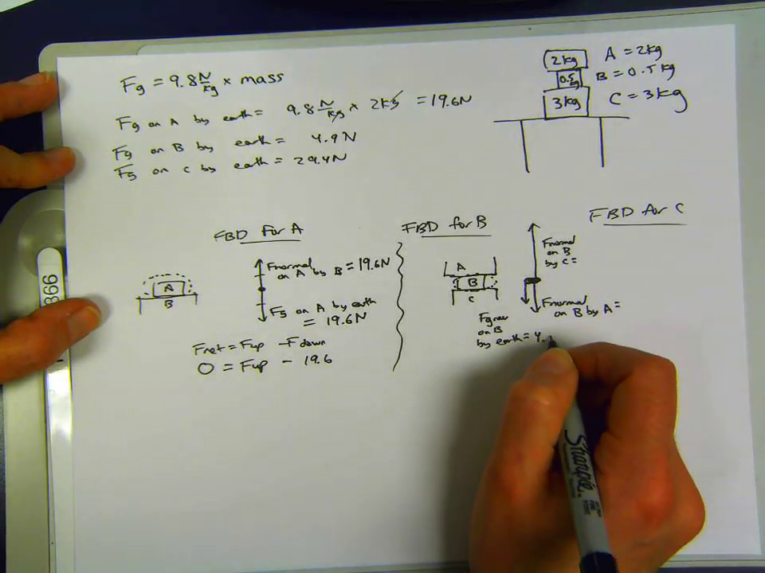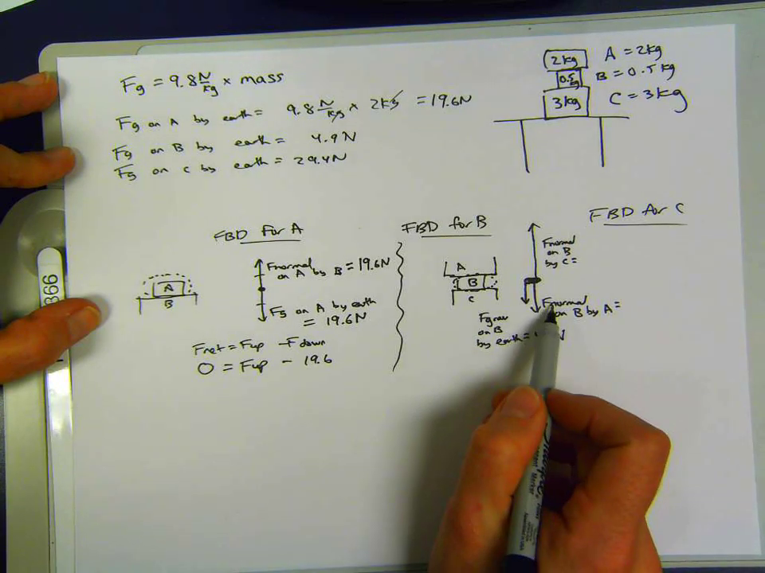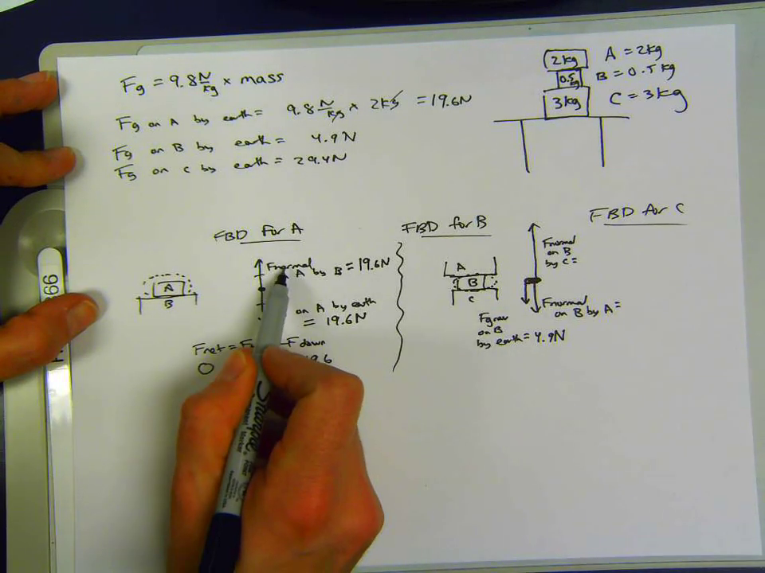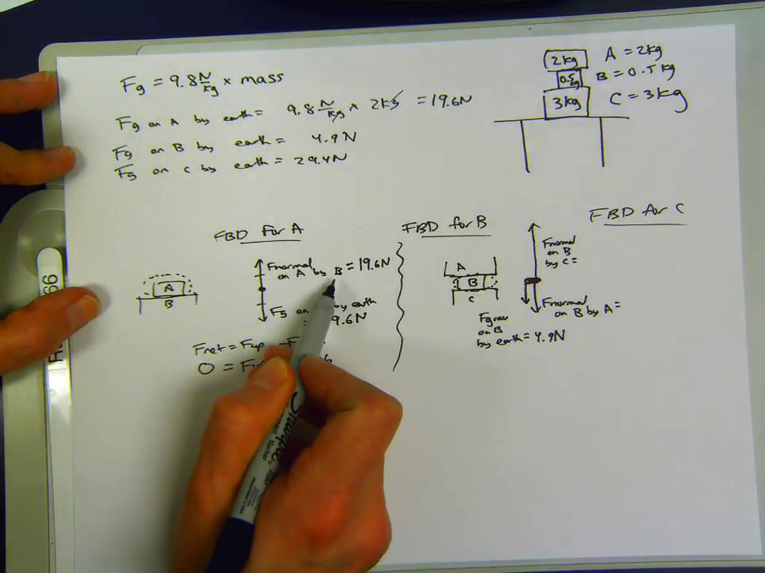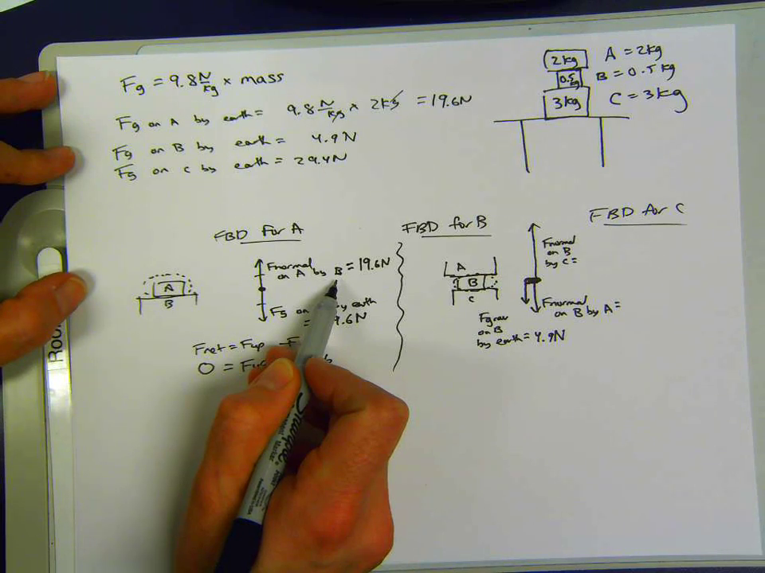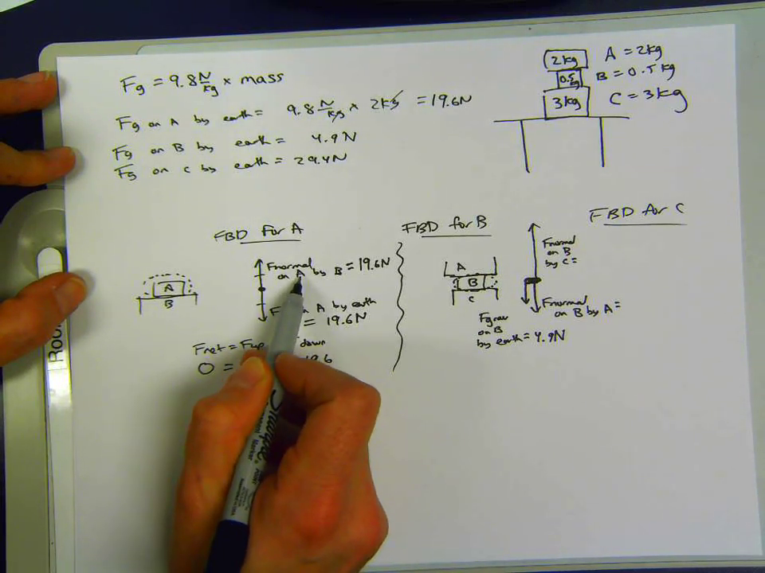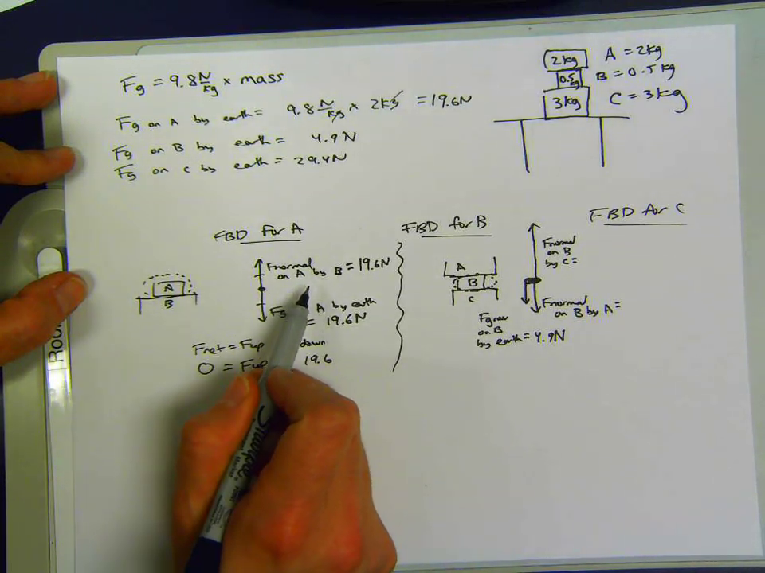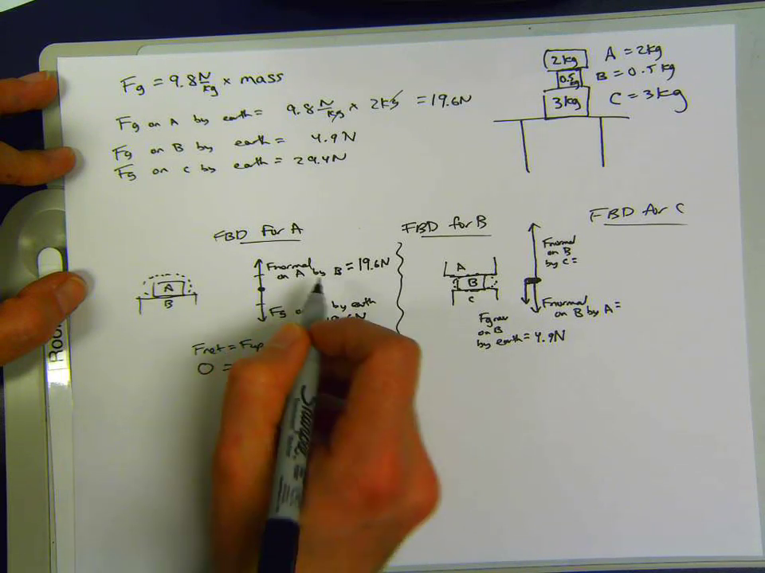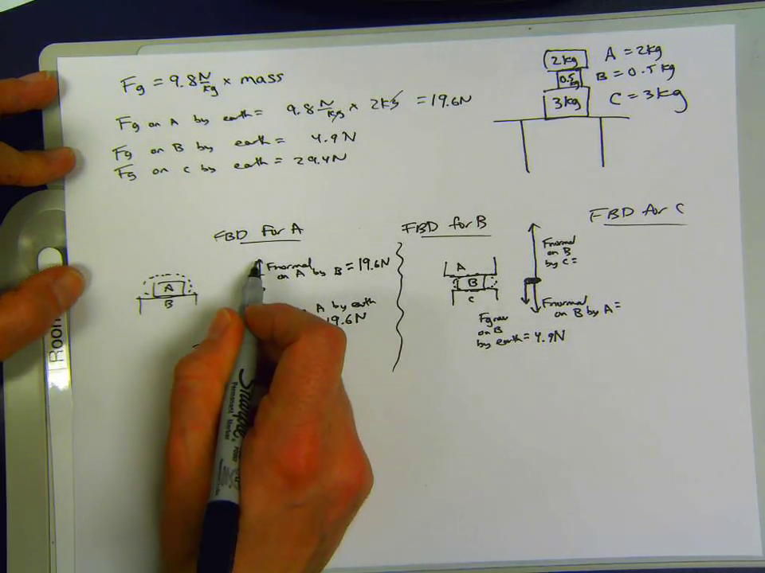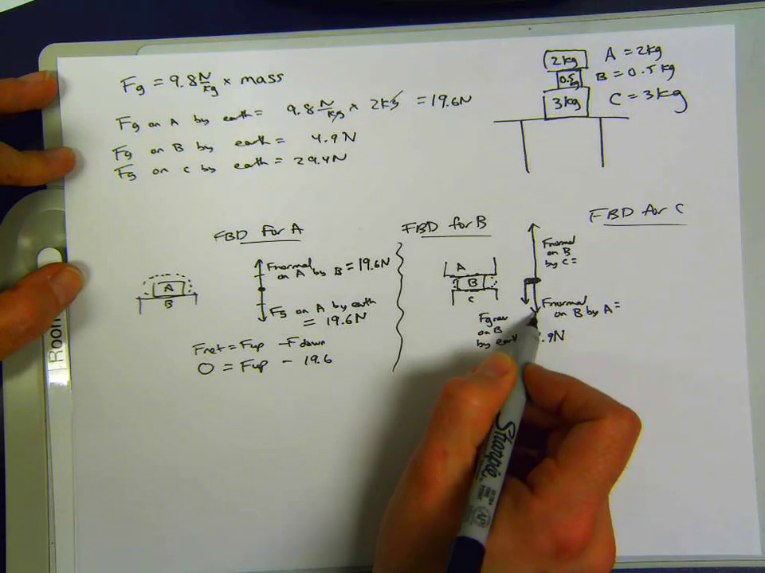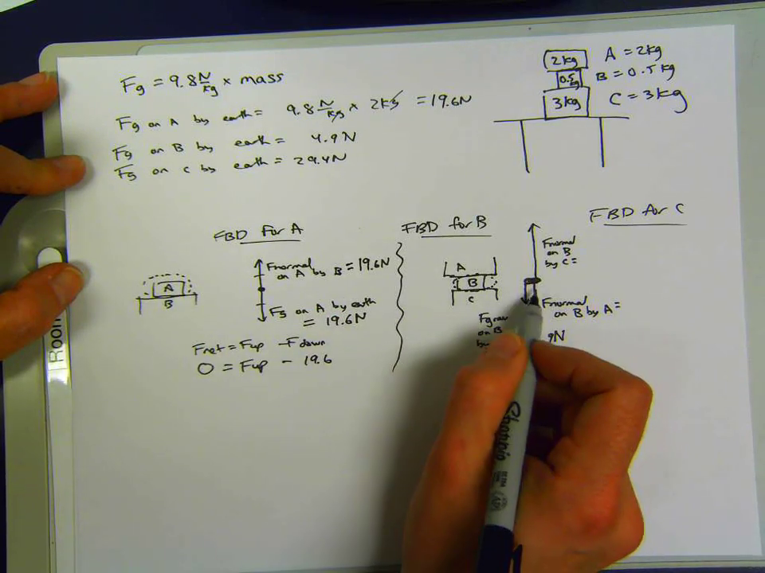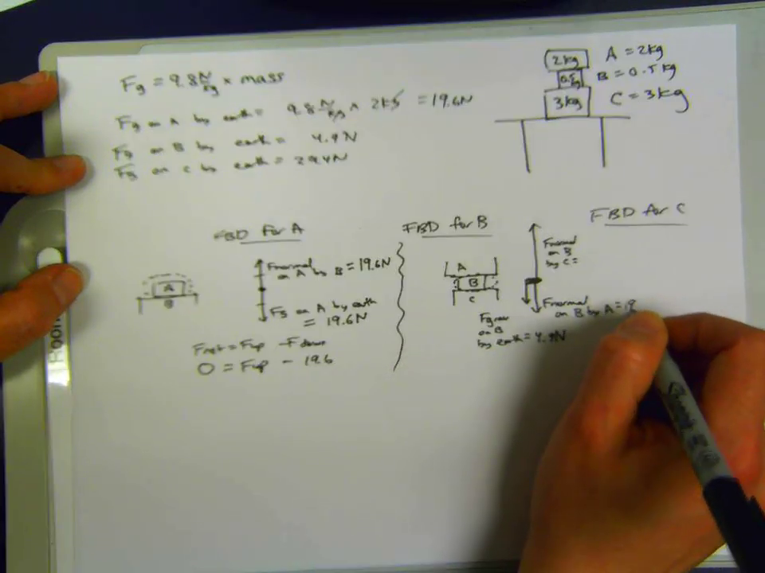That's 4.9 newtons. Now I notice this has F normal on B by A, which reminds me that back in diagram 1 I have F normal on A by B. That reminds me of Newton's third law. Newton's third law says whenever object A puts a force on object B, B puts the same force on object A but in the opposite direction. So if B pushes A up, then A pushes B down with the same amount. B pushes up on A 19.6 newtons, so A pushes down on B 19.6 newtons.